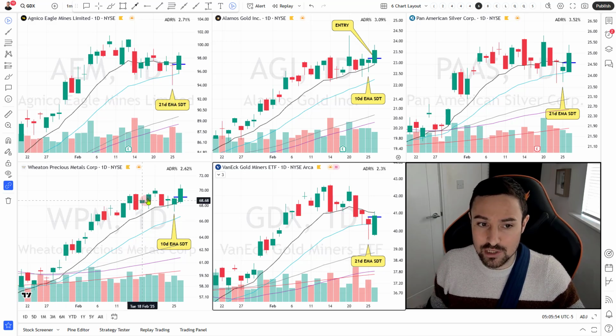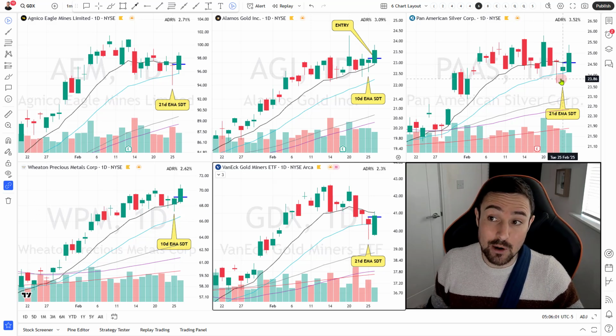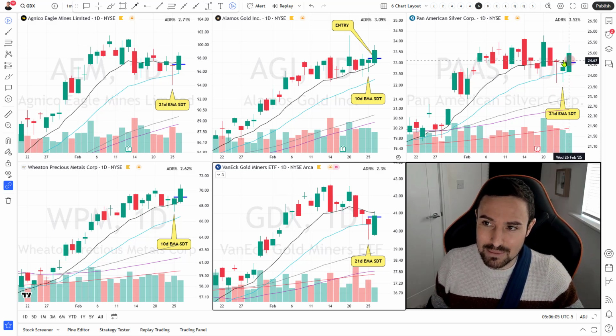If we look at Wheaton Precious Metals, again one of the bigger boys of the group, what do I see? Well, I see another shakeout demand tail on the 10-day EMA. If I look at Pan American Silver, it's more of a silver stock obviously as opposed to a gold miner, but what I see was actually back-to-back shakeout demand tails around its 21-day EMA.